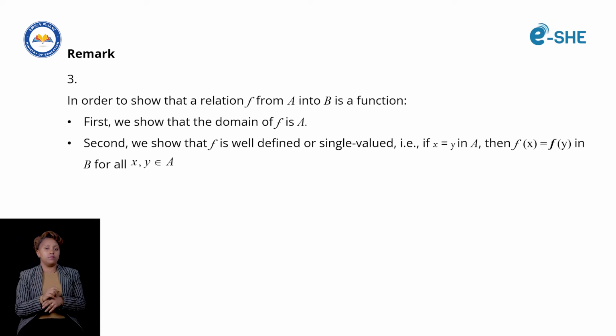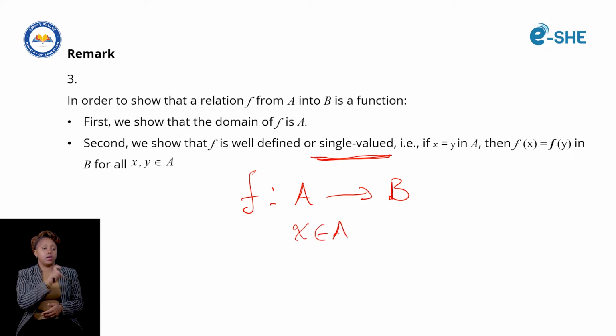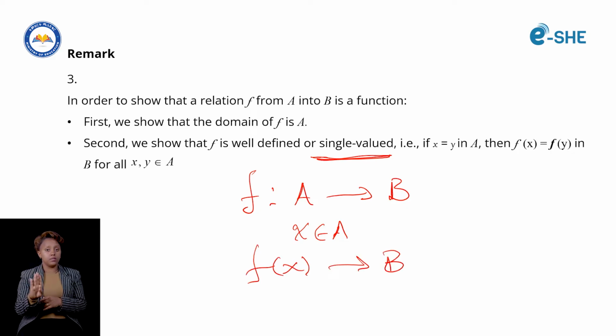The third remark that we need to note here is, in order to show that a relation f from A into B is a function, we said f from A into B is going to be a function if the domain is A, and if the function is well-defined. Well-definedness, or single-valuedness, is the characteristic that for all x in A, the functional value f(x) in B must be unique. The uniqueness condition is quite important.